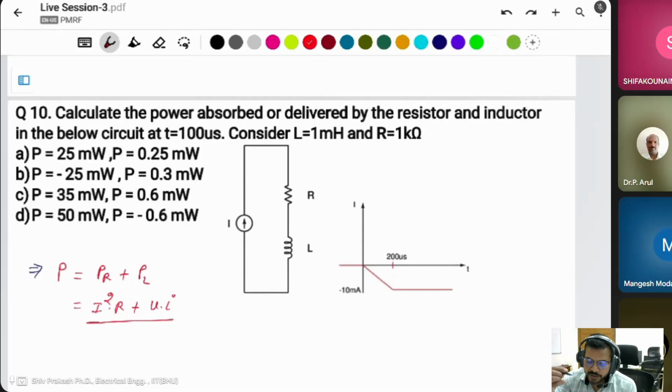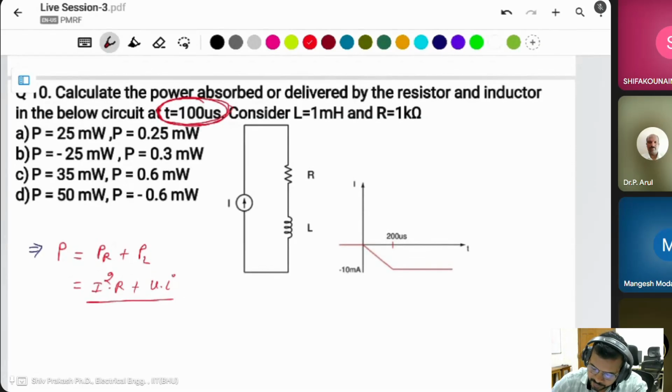It is asking about a particular time, t is equal to 100 microsecond. At that point, what is the power from both elements? First of all, calculate the I. What is the I? This point is minus 10 milliampere.